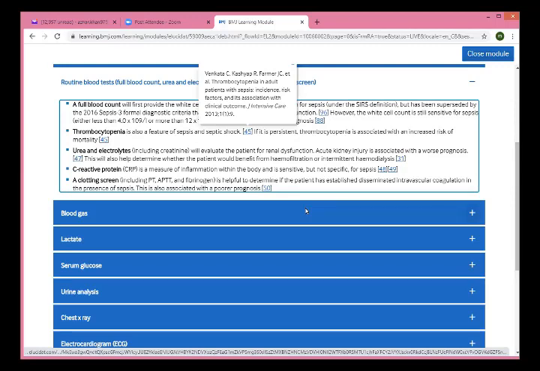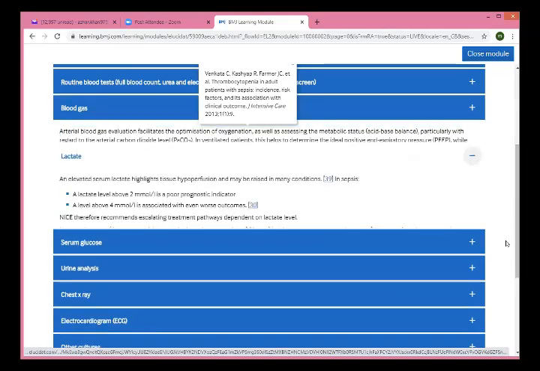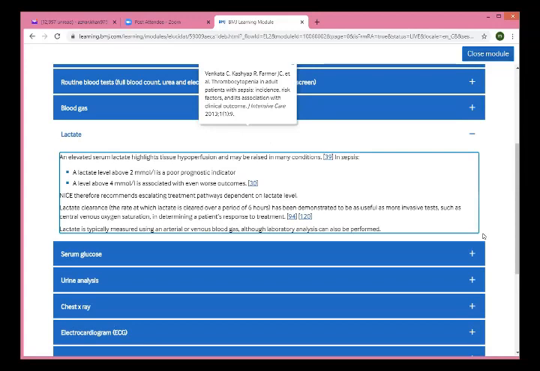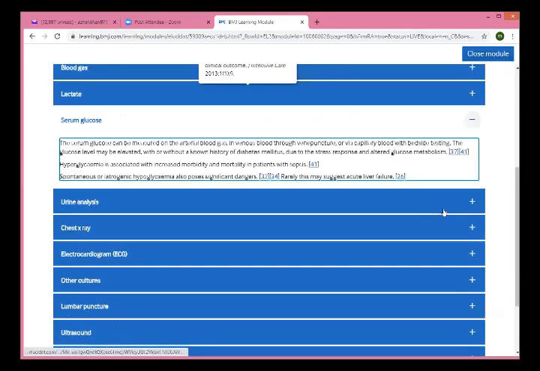Clotting screen, urea and electrolytes, thrombocytopenia, they are also features of sepsis, full blood count. So blood gas analysis, ABGs. Serum lactate level is very important. A lactate level of 2 or more is a poor prognostic indicator, and if 4 it is even worse. Serum glucose level, so glucose may be elevated. Hyperglycemia is associated with increased mortality.